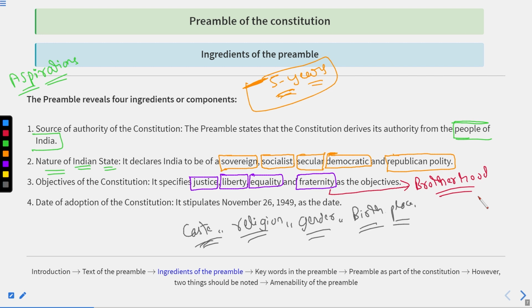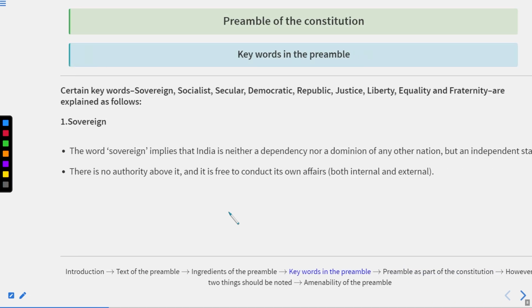Date of adoption of the constitution. So basically, the constitution was adopted as per the preamble on November 26, 1949. Okay. It was completed on 24th November 1949, and was adopted on 26th November 1949. All right. It was signed on 24th January 1950 and was implemented on 26th January 1950, which we famously celebrate every year as Republic Day. All right. So these are some of the details.